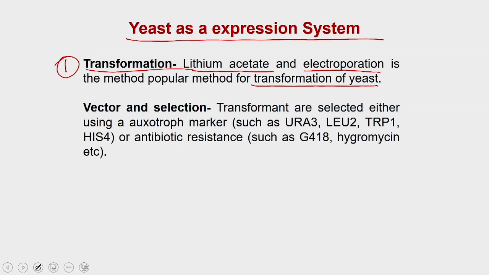The transformants are then selected based on the kind of vector you are going to use. So, in the second step, you select the vectors as well as the transformed host strains. Mostly people use auxotrophic markers such as URA3, LEU2, TRP1 or HIS4, or sometimes you use antibiotic resistance genes such as G418, hygromycin, etc.